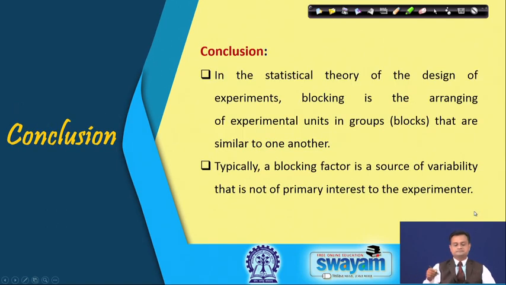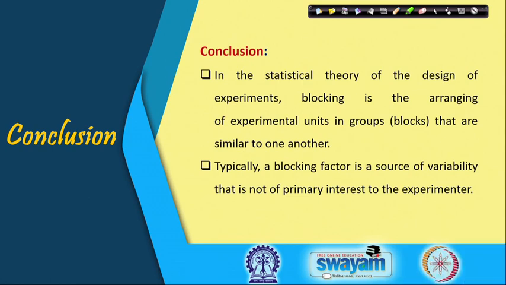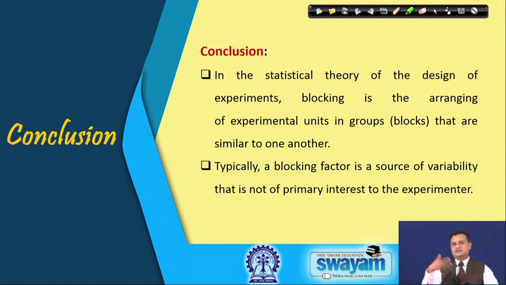So, conclusion: in the statistical theory of design of experiment, blocking is the arranging of experimental units in groups or blocks that are similar to one another. Within the block they are homogeneous, and typically the blocking factor is a source of variability that is not of primary interest to the experimenter. So something in which I am not interested, I must try to block it so that I do not have that particular effect coming into my results, and my results should not get distorted.